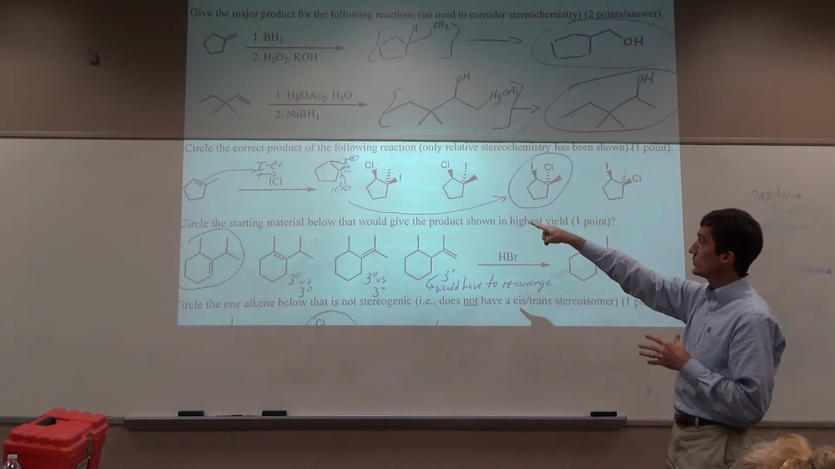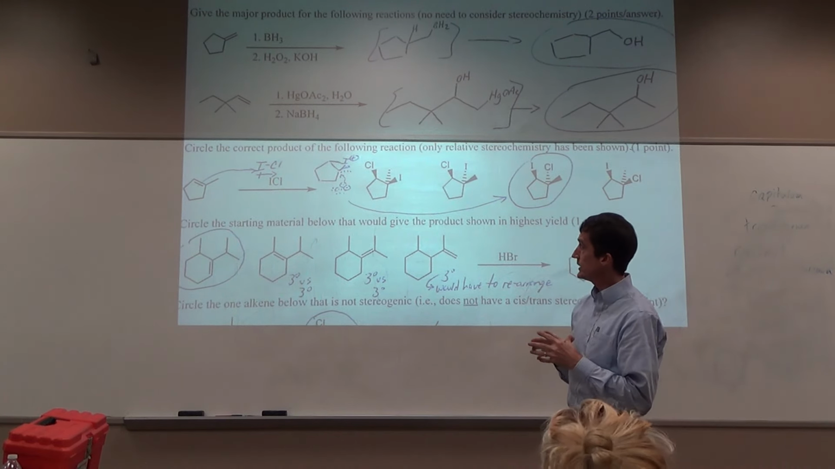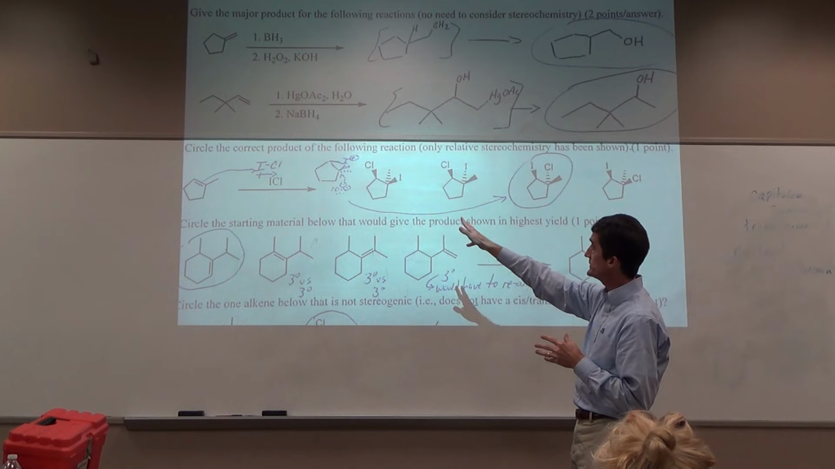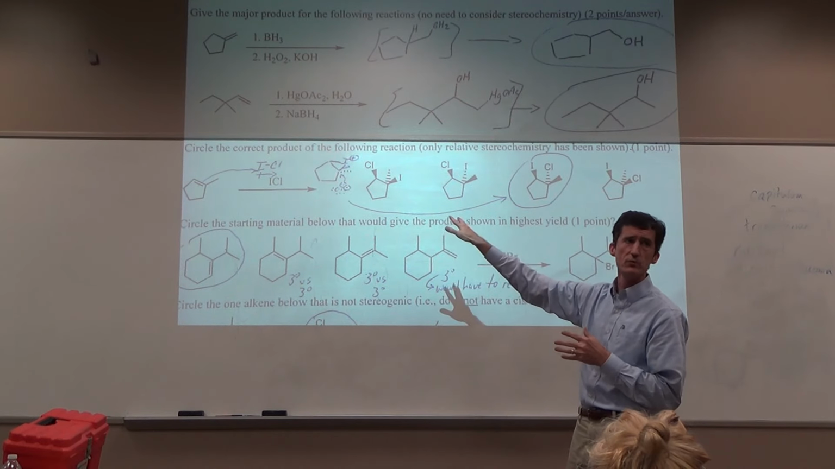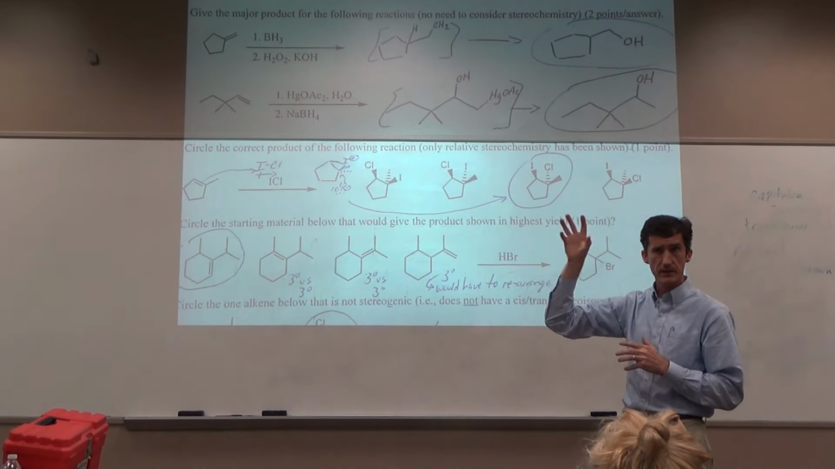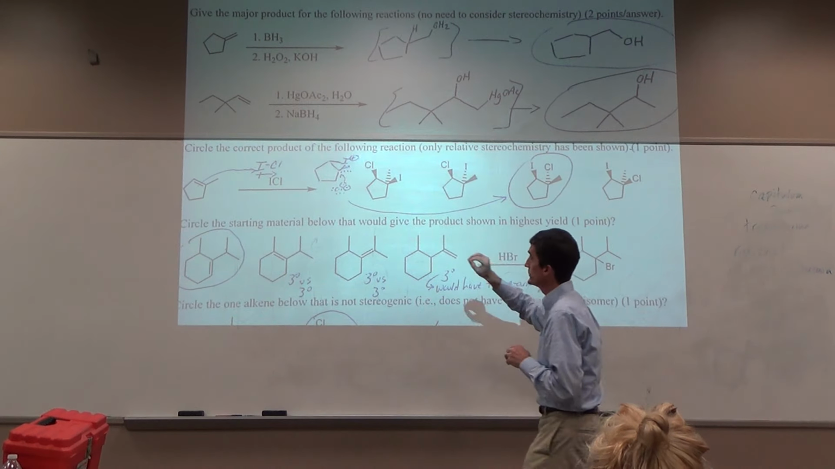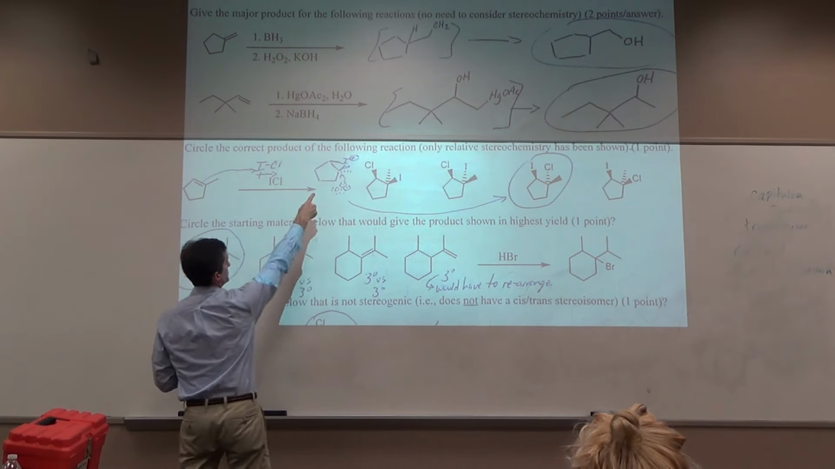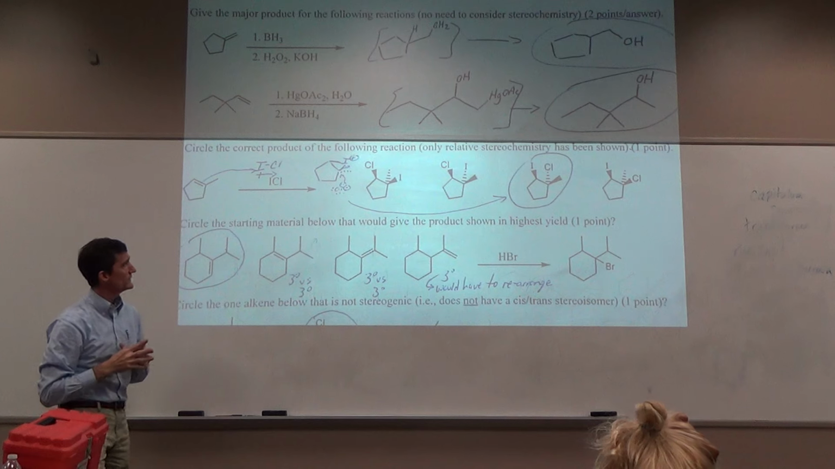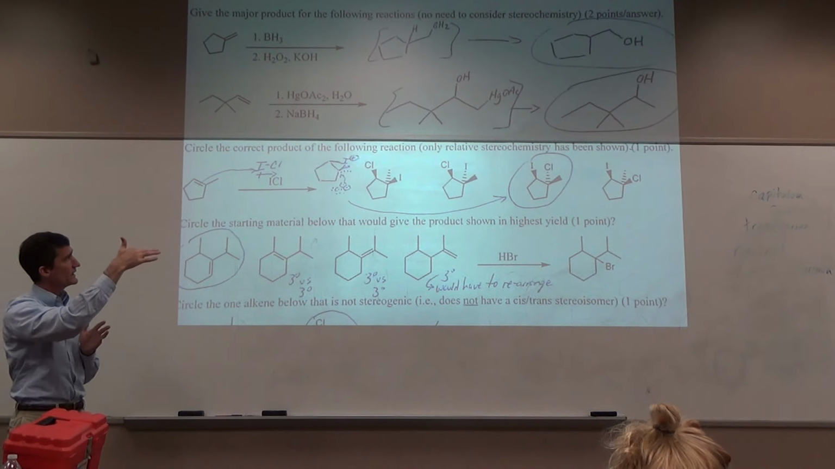Iodine monochloride. The iodine is partial plus. Pi electrons attack that. Back bonding. I'm not showing the full mechanism. I'm just kind of doing it in my shorthand. Doing it enough that I can show an iodonium ion. Chlorine attacks at the lower carbon, opens that up.